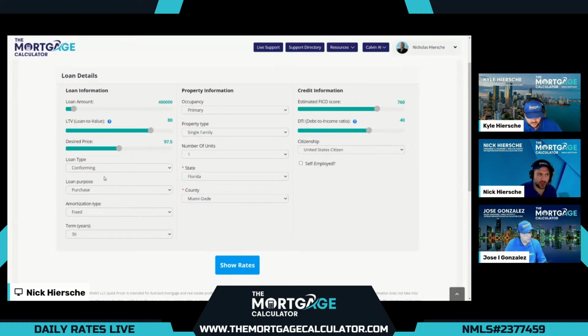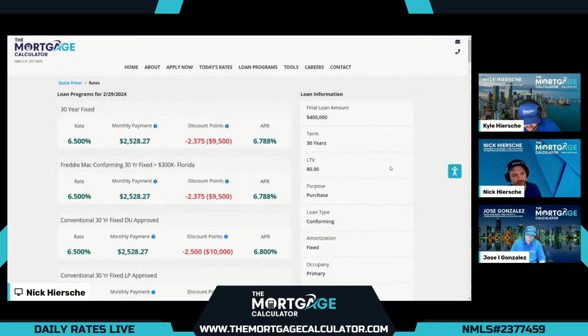For today, we'll start with conforming conventional. We'll do a purchase, 30-year fixed loan, primary occupancy, single-family home, 1 unit, state of Florida, county Miami-Dade. And for all the demos, we use an estimated credit score of 760 and an estimated debt-to-income ratio of 40. So let's check out the conventional options today.